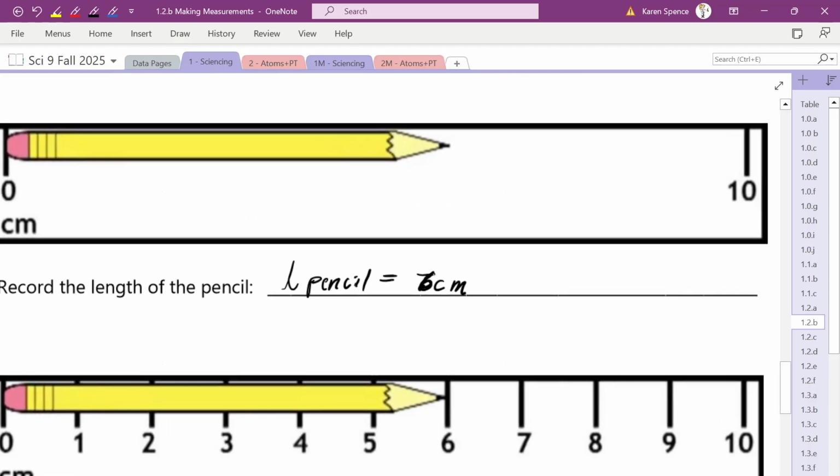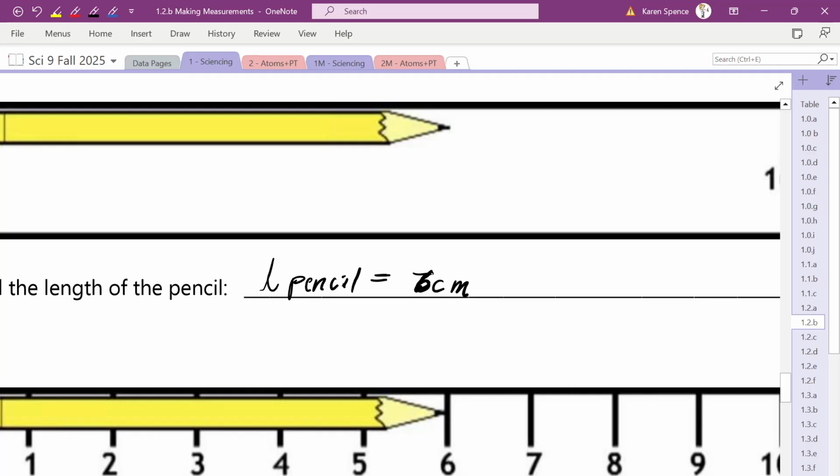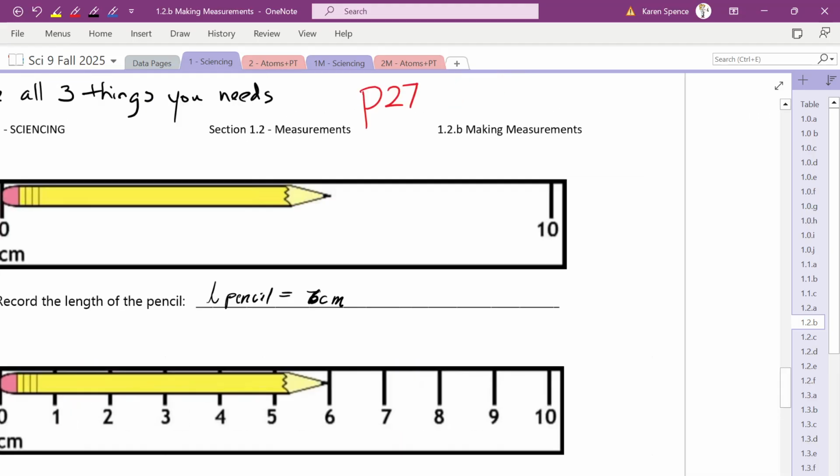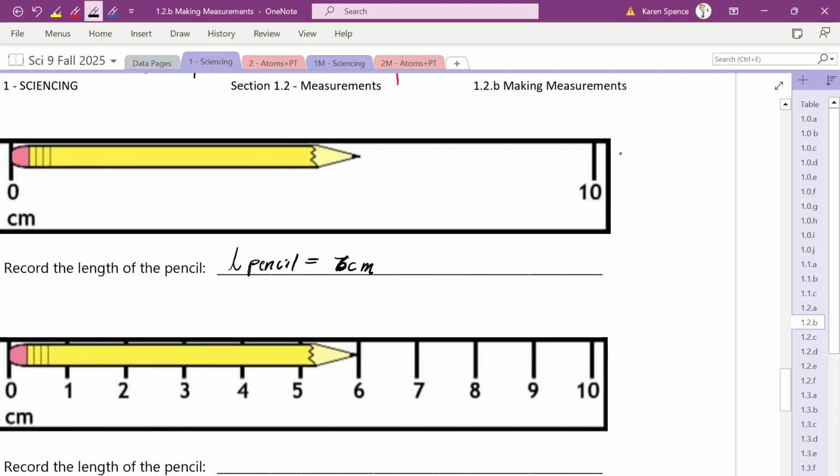All right, so we have length of pencil equals 6 centimeters. What do we think of that one? We're good? Yeah, because the smallest line is 10 centimeters. So we have to estimate to 1 centimeter, and therefore we've got 6 centimeters.